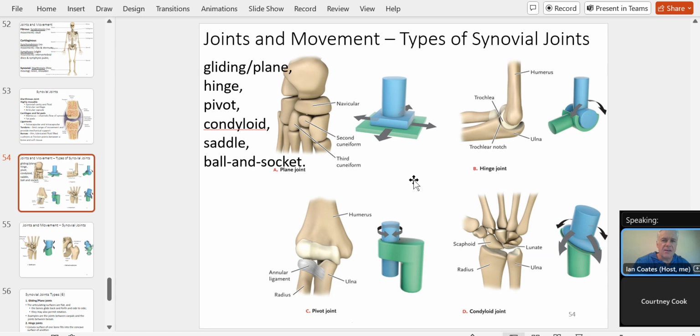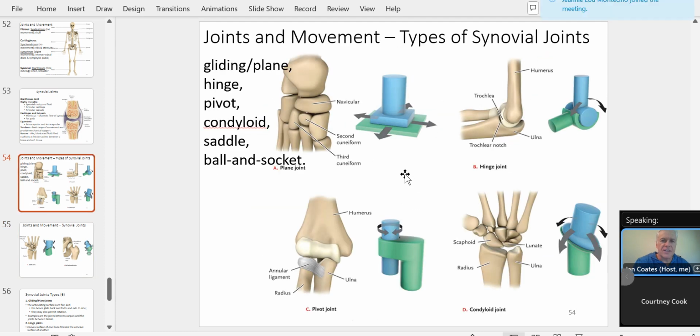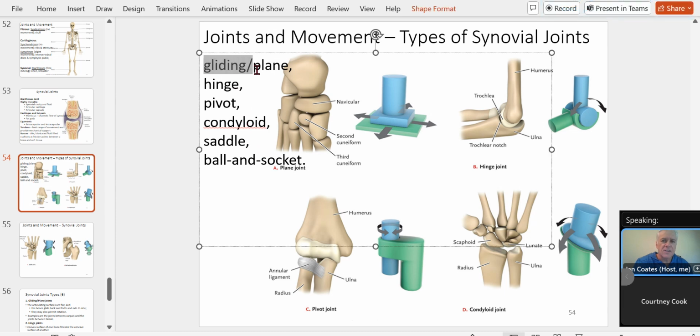Types of joints. There are six that I want you to know: the gliding, the hinge, the pivot, condyloid, saddle, and ball and socket. This is your gliding or plane joint, and you can see how this one works. I'm not going to ask for the joint itself, because I'm not going into the navicular or the cuneiform. These are the tarsal and metatarsal bones of the foot. A gliding or plane joint just slides on a flat surface.